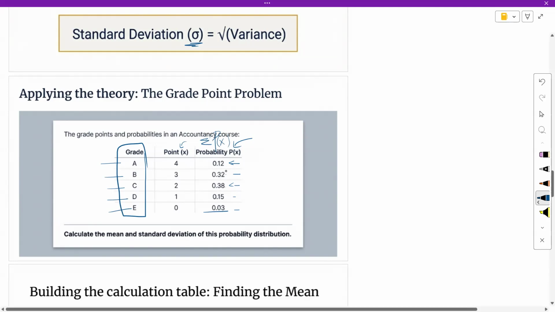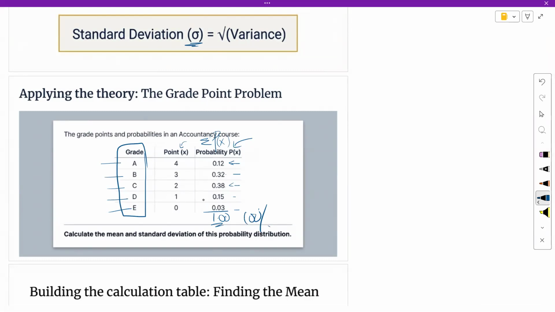Let's check. 2 plus 2, 4, 12, 0, and 1, 2, 5, 8, okay, it equals 1, which means 100%. The sum of the total probability should be equal to 100%.